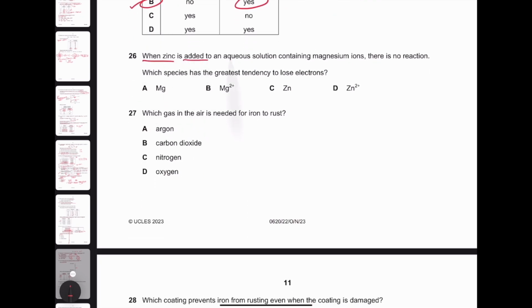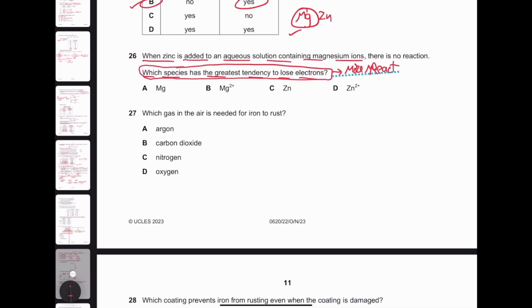When zinc is added to aqueous solution containing magnesium ions, there is no reaction. Which species has the greatest tendency to lose electrons? Now see, which species has the greatest tendency to lose electrons? By this, they're simply asking you what is more reactive. The more reactive a metal is, the more tendency it has to lose electrons. Now, out of magnesium and zinc, what is more reactive? Magnesium, obviously, right? But now we have A and B, both is magnesium.